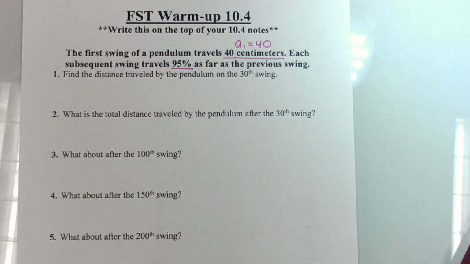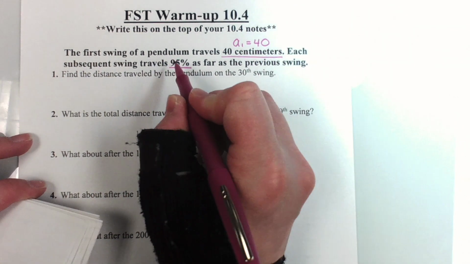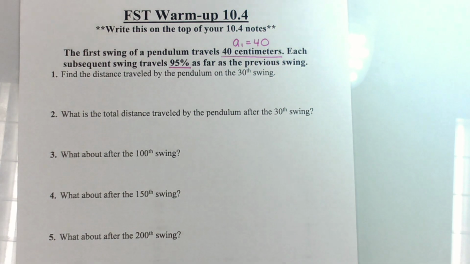Lauren, what's that telling us? That is R. Now, is it directly R or is it a modified R? This one is directly that, because 95% as far as the previous one is 95% of the previous one. So that is telling us R directly.